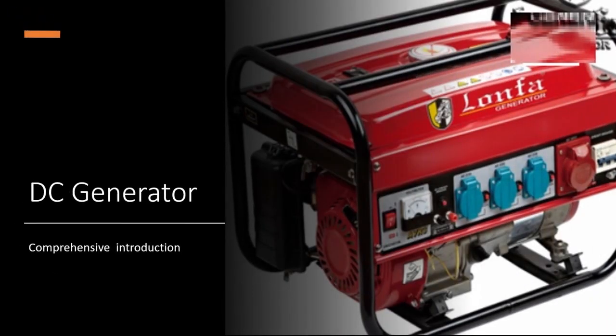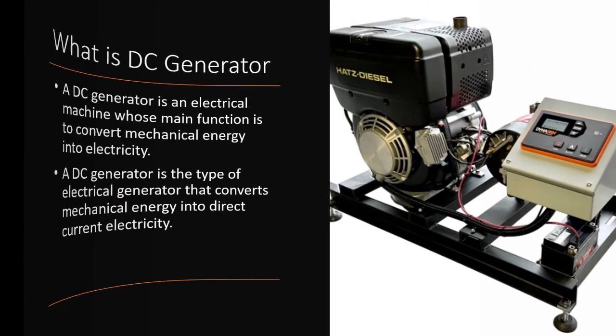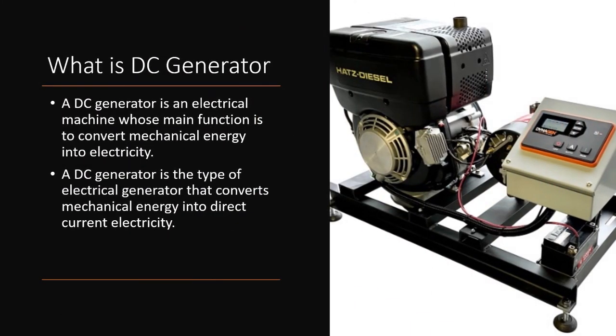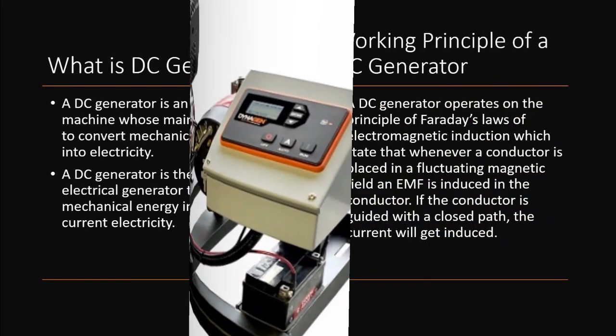Today my subject of demonstration is DC generator. Let us start with its comprehensive definition. What is a DC generator? A DC generator is an electrical machine whose main function is to convert mechanical energy into electricity. Or, a DC generator is the type of electrical generator that converts mechanical energy into direct current electricity.